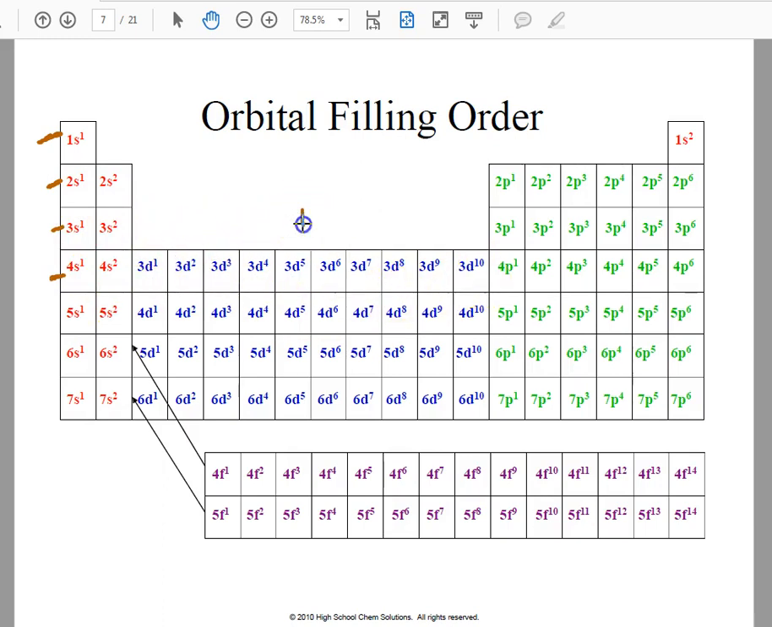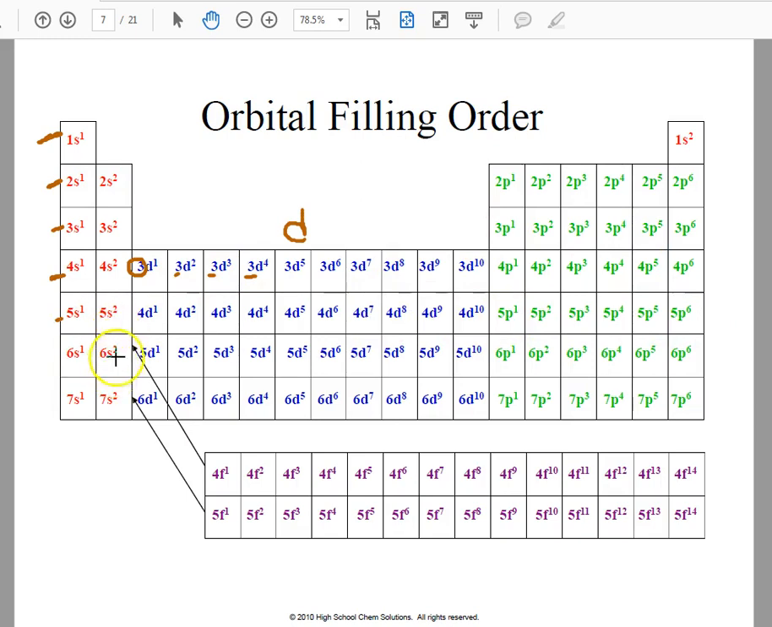This section is our d section of the periodic table, and in that section, this energy number is always 1 less than your row. So if we're on row 4, we go 4s and then 3d. On row 5, 5s and then 4d. So you see they're always 1 less than your row number. After 3d, we would put electrons in the 4p, then the 5s, 4d, 5p, then in the 6s.